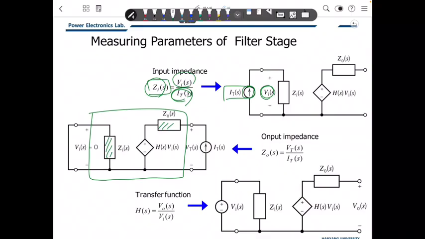For the output impedance case, you have to insert current here. Then the output impedance can be represented in this manner. And the transfer function is like that, because the transfer function does not care about the load effect here. In the transfer function, you cannot figure out the Go or Gi.